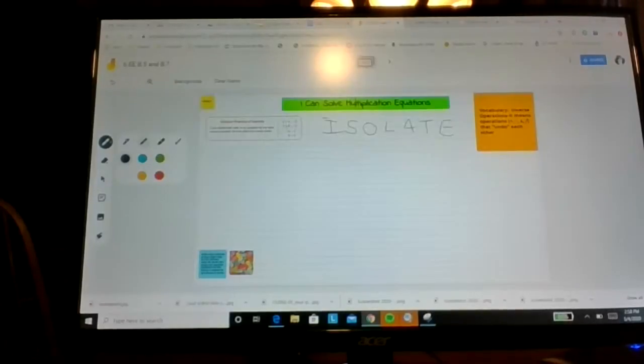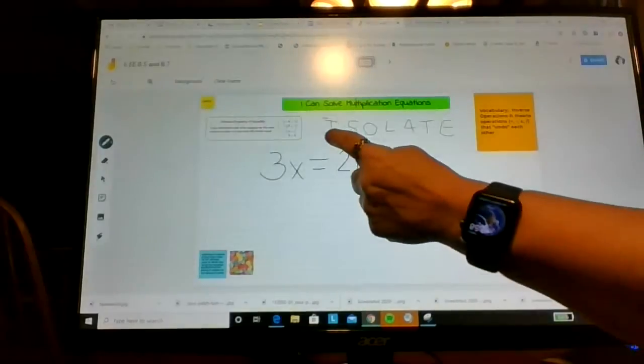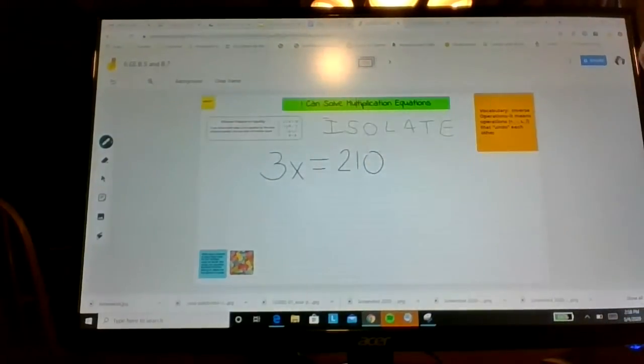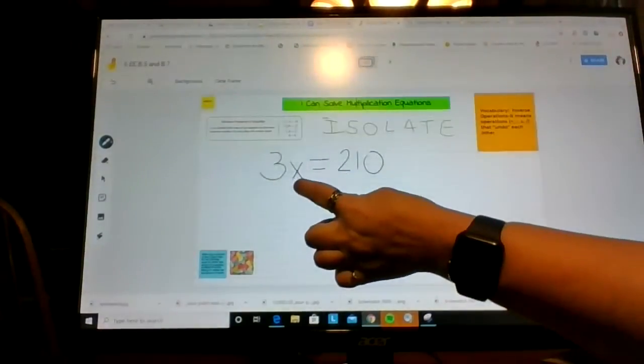So now I'm going to create a problem. What if I have 3 times x, and that is going to be equal to 210. 3x is equal to 210. How do I solve for x? Okay, so I need to isolate the variable. I need to get x alone.